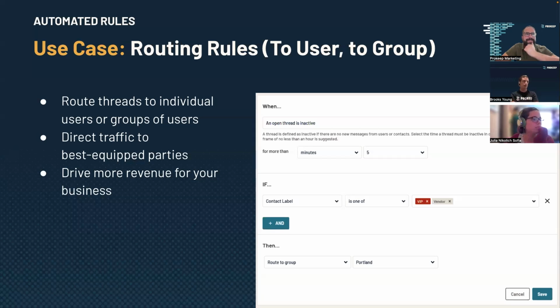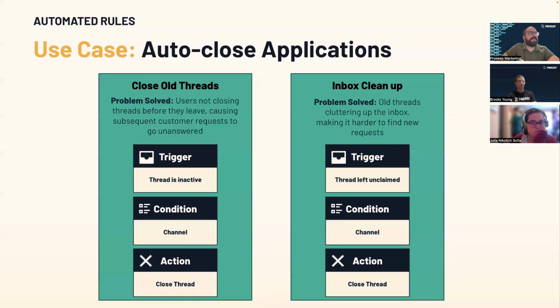Excuse me. And then the next one there, Mike, I'm going to go back to that one real quick. Thank you. Is the inbox cleanup, right? I mentioned this a little bit, but once again, old threads cluttering up that inbox, making it really easy for them to clean out and find the new ones. So these triggers, one is inactivity, and the other one is thread left unclaimed. Two different triggers there, same condition, same action, in order to make the inbox much cleaner.